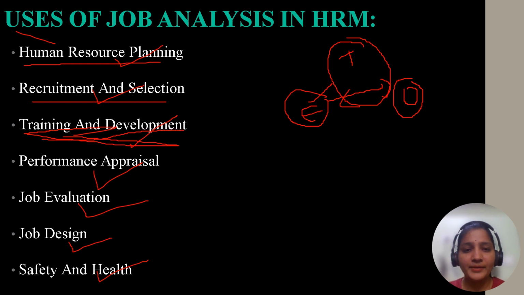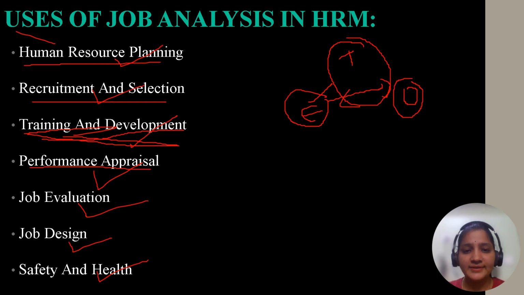Okay, so for a complete explanation about training, go through my description box. There you will find the link of part 12 and part 13 of the training topic. Right. So coming back to development, it is a process of helping employees to improve for future responsibilities and career growth. Right. So next we have performance appraisal.